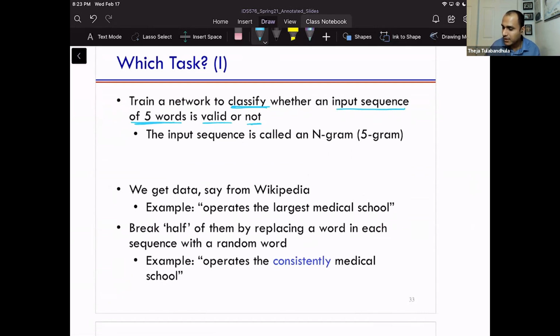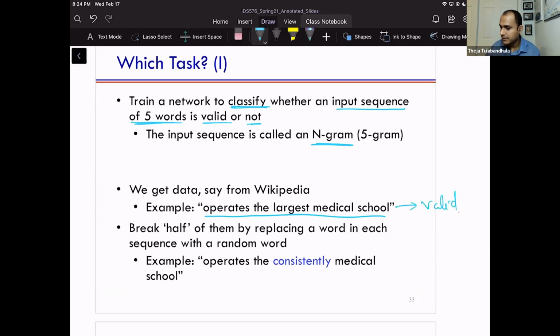A 5-word sequence is just called an n-gram, by the way. It's just terminology used in the NLP community. So here's a 5-word example: "operates the largest medical school." That's a valid sequence of 5 words if we got it from Wikipedia, let's say. Then this is the valid sequence.